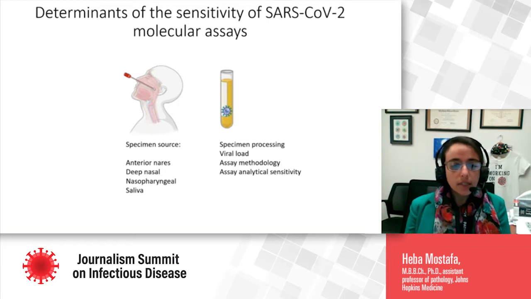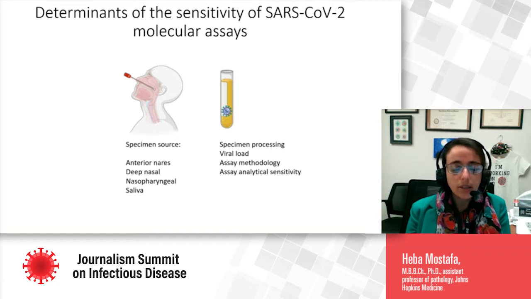It is actually very critical to appreciate all the different variables that could contribute to the accuracy of those molecular assays. Those factors start from the time of the specimen collection, as we previously discussed, in comparison to the onset or the course of the disease. But the specimen source is also very important. So which specimen is selected to run the assay?